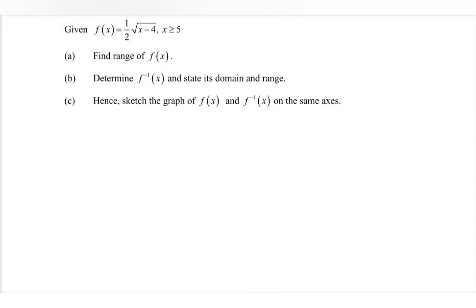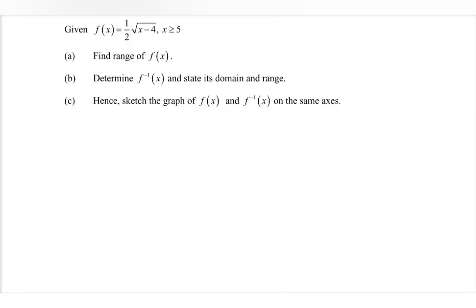Hello everyone, in this video I'm going to discuss the example for function and graph. Given we have the function f(x) equals to 1 over 2 multiplied with the surd x minus 4, where we have the domain x must be greater than 5. A, find the range of f(x). B, determine f inverse and then state its domain and range. C, sketch the graph for both functions on the same axis.